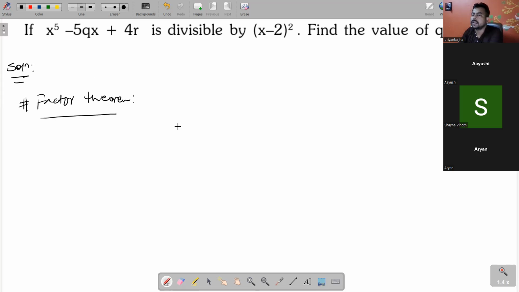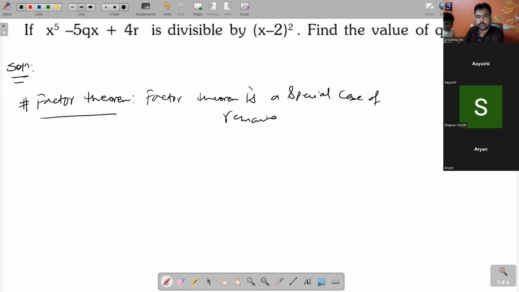This is very simple. Remainder and factor theorem. So factor theorem is a special case of remainder theorem. It says that if anything is completely factorized, completely divisible, it means the remainder should be 0.